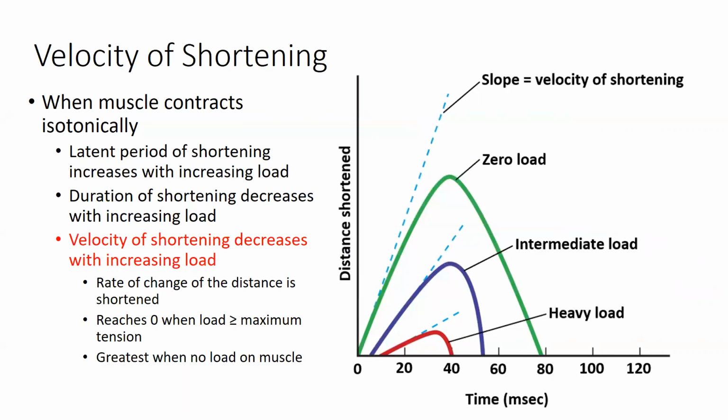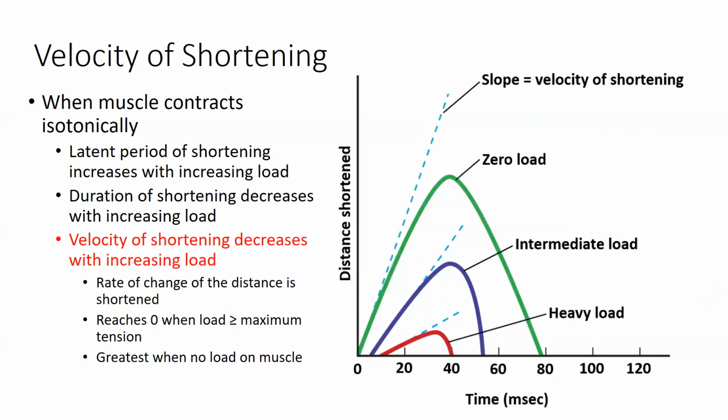Now we want to mention three things that happen with a load. So the first thing is that the latent period is going to increase as the load increases, right? So if you look at this graph, this is if we're trying to lift zero load. This is if we're lifting something a little bit heavier, and this is if we're lifting a very heavy load, right? Now notice the latent period here is going to be more for a heavy load and less for zero load. Okay, what does that mean?